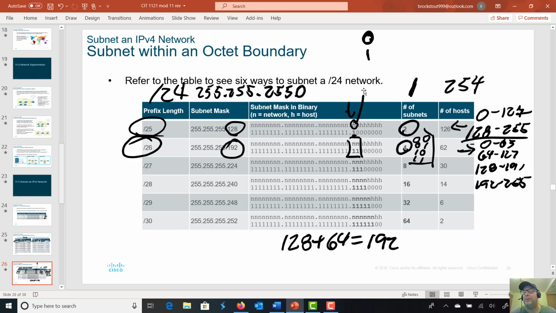All we did here is we took 0 through 127 and we cut it in half, and we made 0 to 63 and 64 to 127. And then we took 128 to 255 and we cut that one in half, and we go from 128 up to 191, and then another 64 address network from 192 to 255.